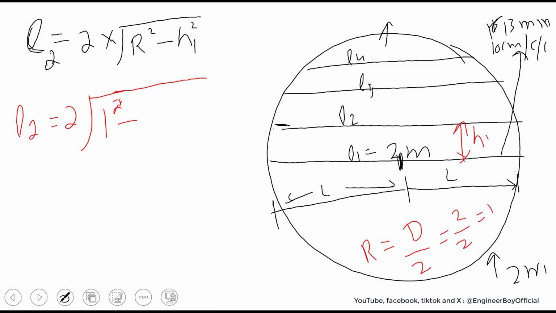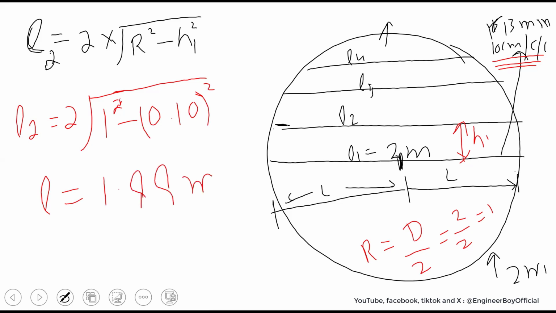This is actually H1. As you can see, the center to center distance is known, which is 10 centimeters, or you can say 0.10 meters. So 0.10 squared. If you calculate this by calculator, you may have 1.99 something meters. So it is just a little bit less than L1.